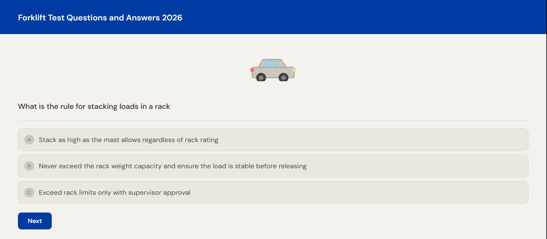The rack has its own weight limit, separate from the forklifts. Overloading a rack can cause a collapse that brings down an entire aisle of inventory.